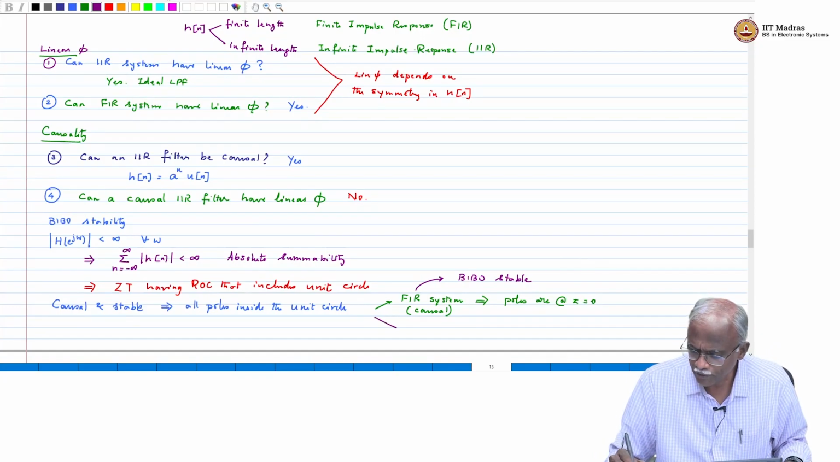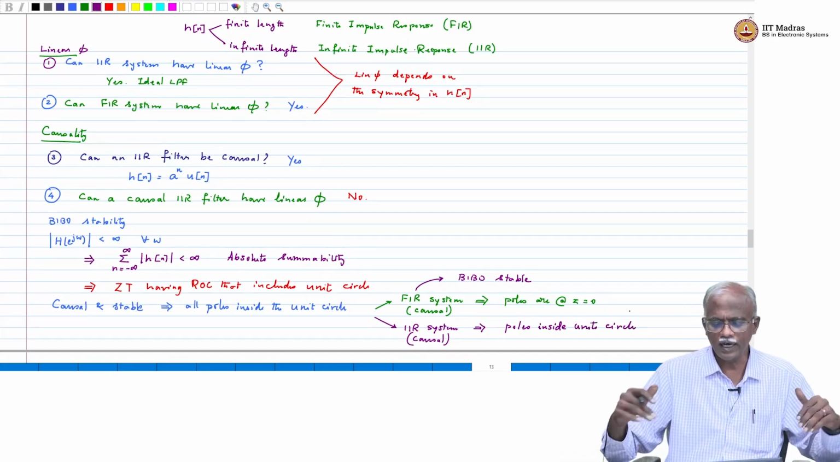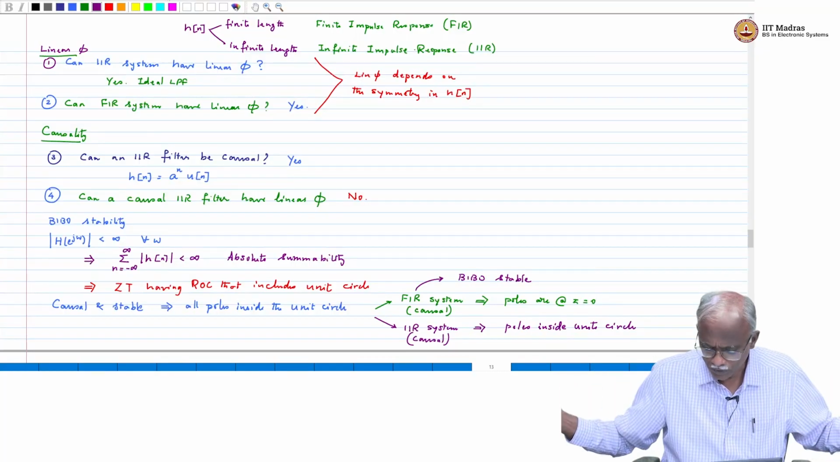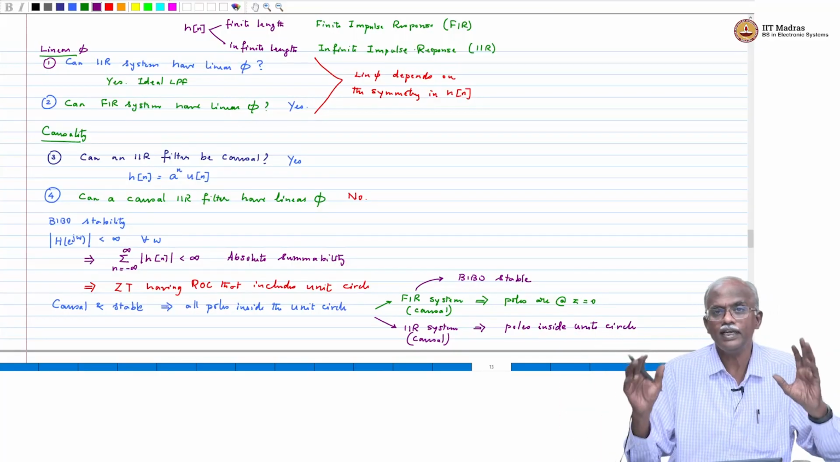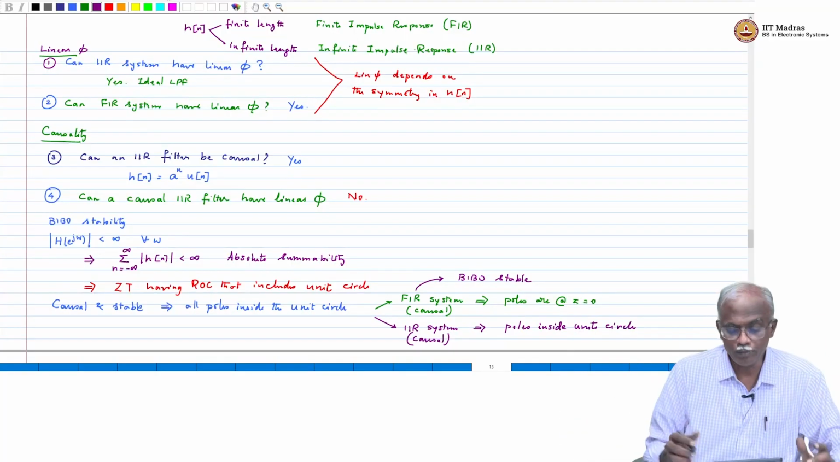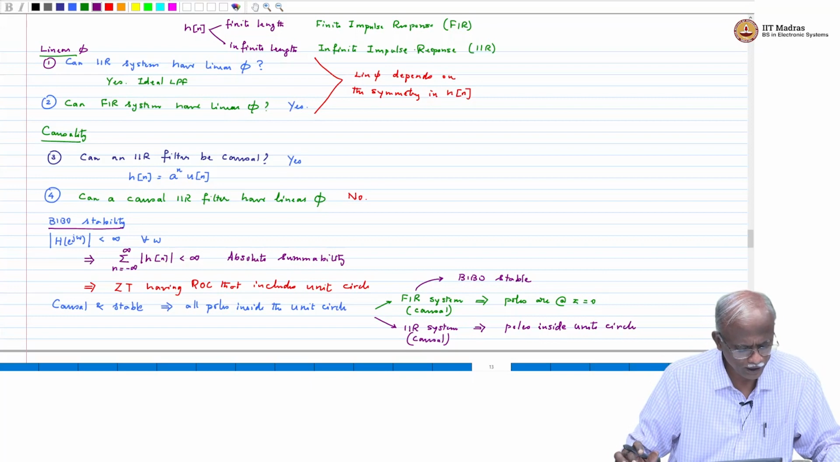Now, on the other hand, if you have an IIR system, BIBO stability, again for a causal system, requires all poles to be inside the unit circle. Under that condition, we will satisfy BIBO stability. So our entire understanding of causality, stability, linear phase, all of these concepts come together and give us a complete picture of what we are focusing on.